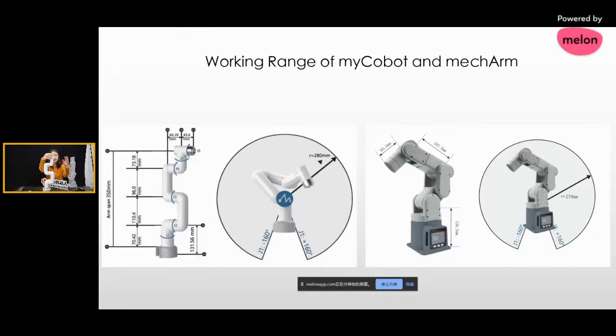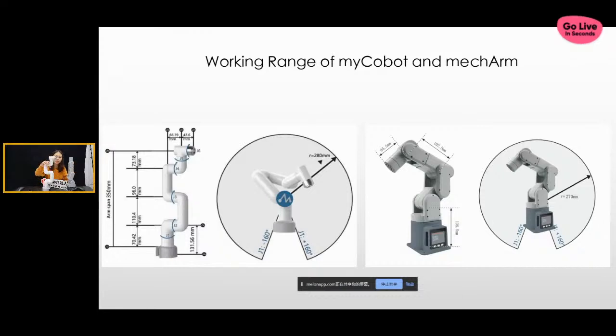So you can see that the arm, or we call it the working range, is a little bit different. For the myCobot 280, it has a working range of 280 millimeters. And this one is mechArm 220. So that means the working range of this is 270 millimeters. That is 10 millimeters difference.